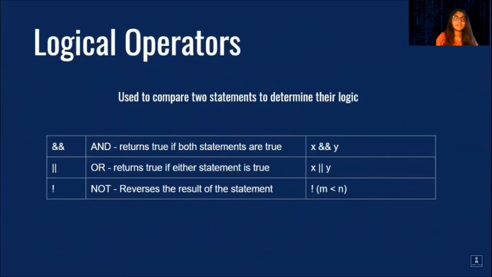For our purposes, let's say x equals true and y equals false. Here, x and y return false overall because the conditions of both statements aren't true. But x or y would return true because one of them is true. To understand the NOT operator, let's consider m equals 5 and n equals 9. We know that 5 is less than 9, so 5 less than 9 would equal true. But if you place a NOT operator in front of it, the result would be reversed and you would end up with false.